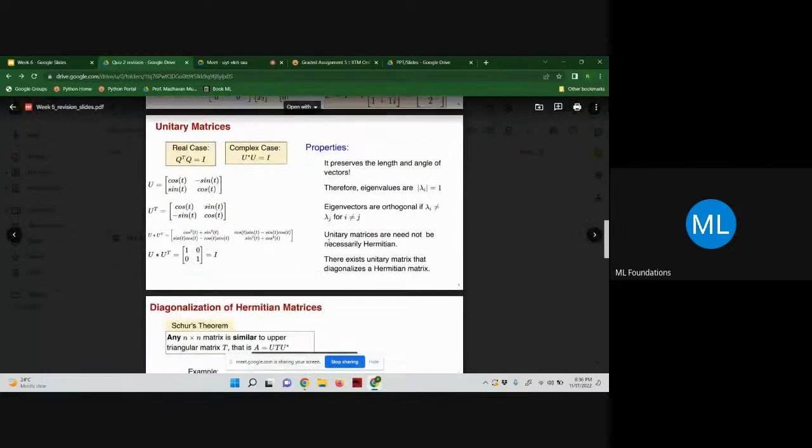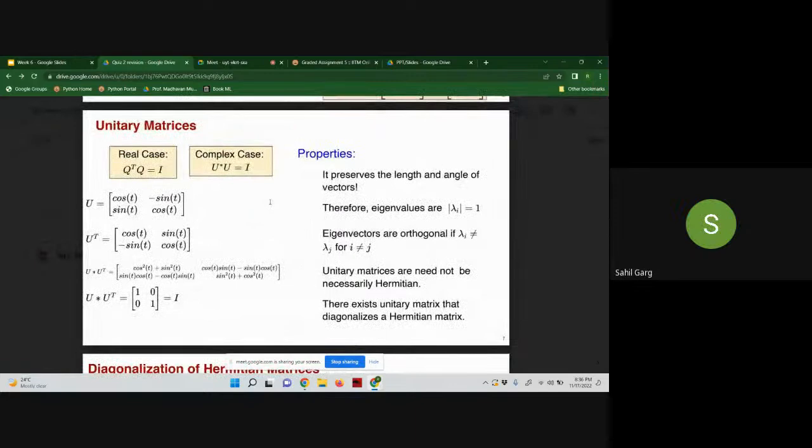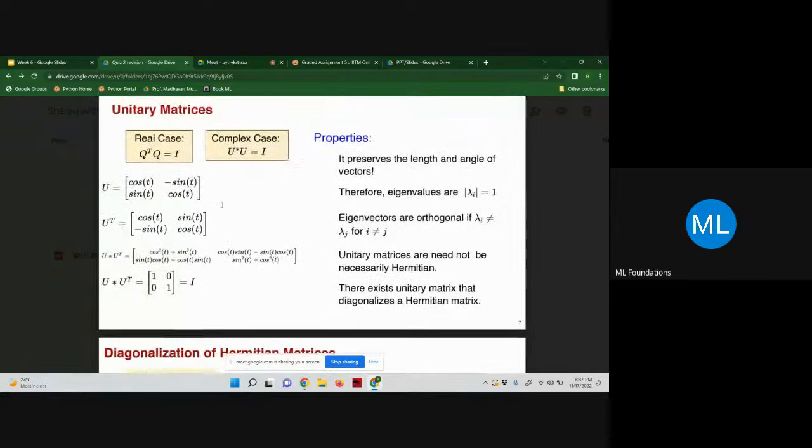So the next important thing is unitary matrices. Unitary matrices are similar to orthogonal matrices in the real space. In the real space, if you have Q transpose Q equals I, then Q is called an orthogonal matrix. In the complex space, you can't have Q transpose, so in place of transpose you have the star. If U star U equals I, then that is called a unitary matrix.